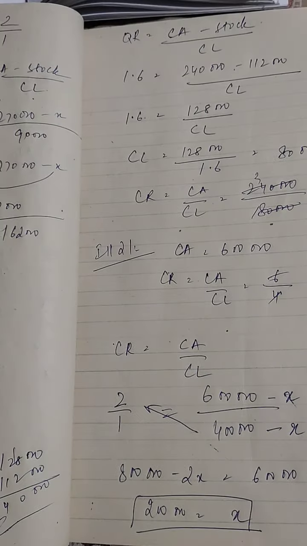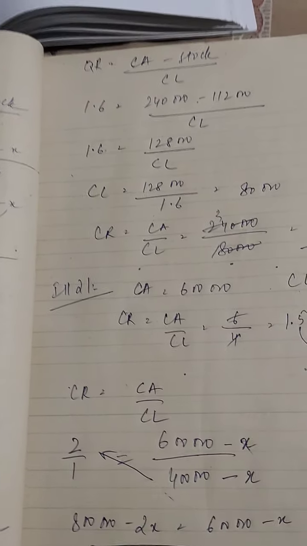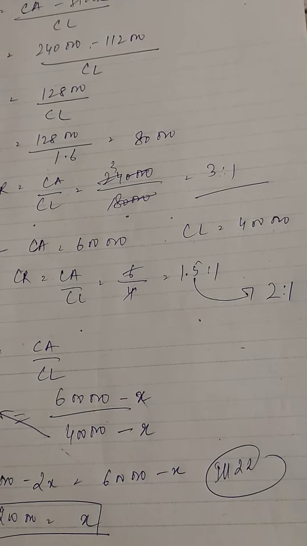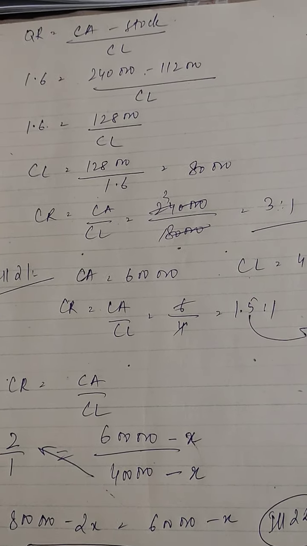In the third part, we will be doing the next ratio, which is solvency ratios. Please do these questions up to illustration number 22 and then watch the next video.